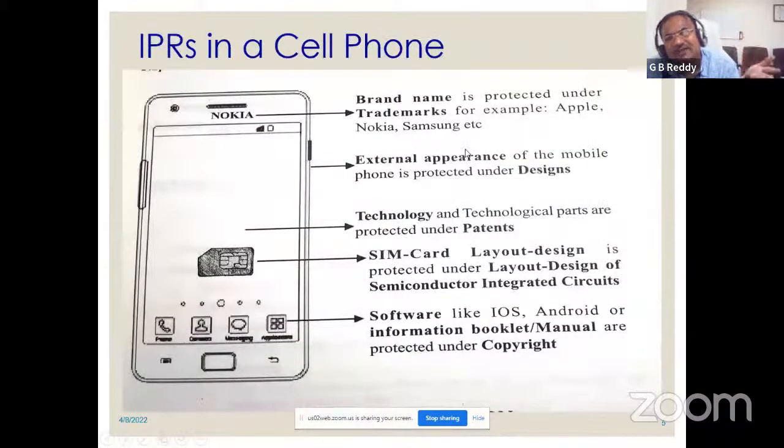And IPRs are everywhere. I think you can see, if you look at, of course, nobody is using a Nokia phone today.